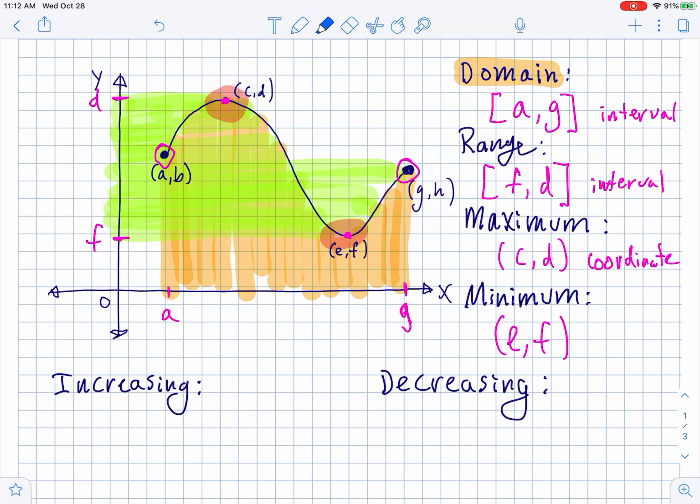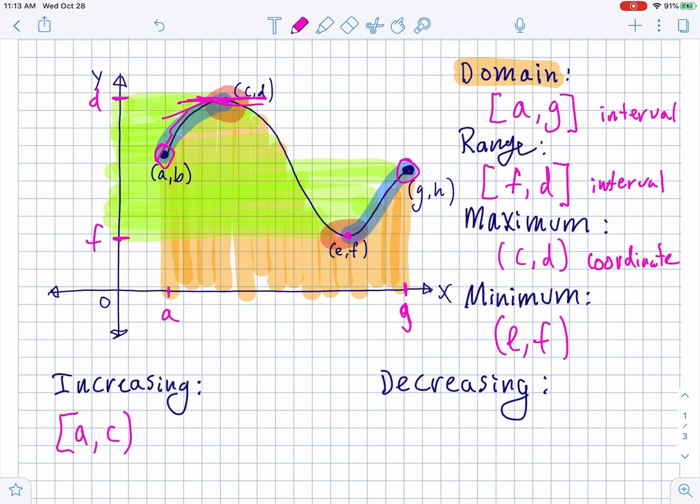Now, increasing, decreasing. Let's go blue. Increasing would be any place where the curve is going uphill. So from this point up to here, it's increasing. Then it goes downhill for a while, and then it increases again. So there's actually 2 sections where it's increasing. It increases from hard bracket A up to C, parentheses.